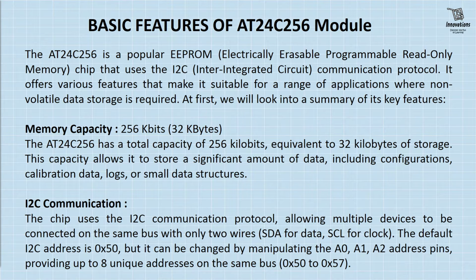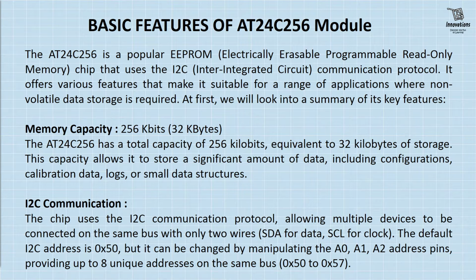The first and foremost thing that we know about this module is it's a 256 kilobit module. It is not a 256 kilobyte module. It's a 256 kilobit module, that means 32 kilobytes module. The AT24C256 has a total capacity of 256 kilobits, equivalent to 32 kilobytes of storage. This capacity allows it to store a significant amount of data, including configurations, calibration data, logs, or small data structures.